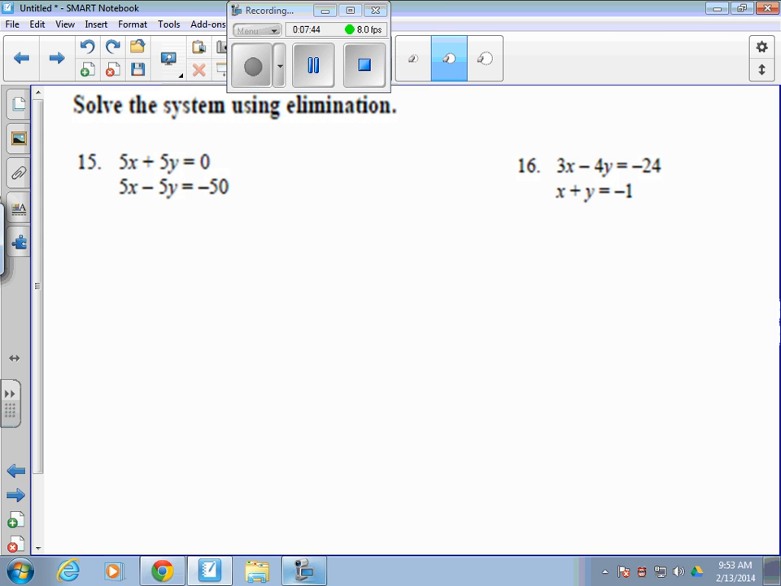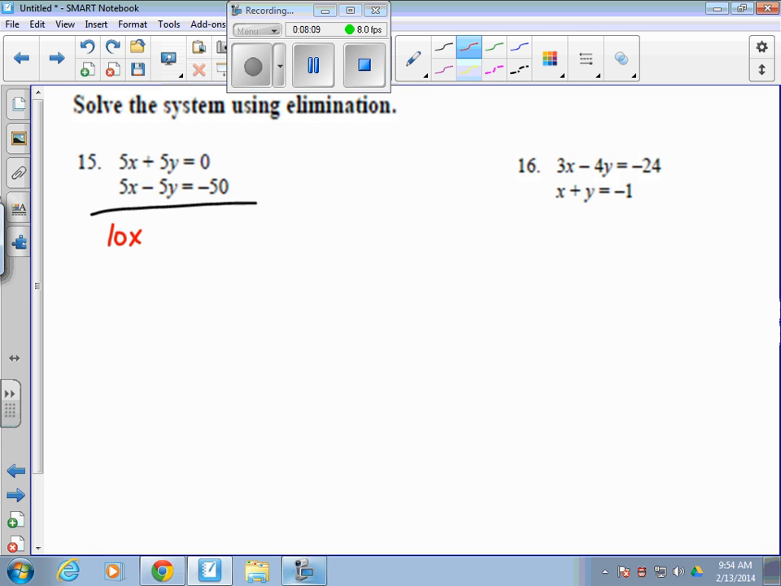So right here, if you look at your x terms, you have 5x and 5x. It's the same number, but not opposite signs. If you look at 5y and negative 5y, those are your opposite coefficients. That makes it to where you can eliminate the y variable at first. When you combine them, 5x combined with 5x gives you 10x.